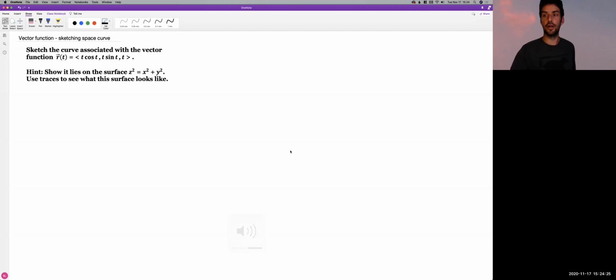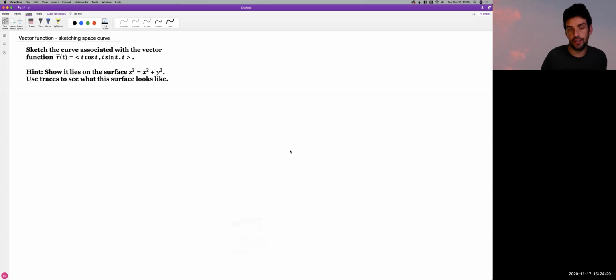Hey everybody, so we're going to do an example here dealing with vector functions and the space curves that we associate with them. So I want to make that idea clear, and then we'll tackle this problem in particular. So this notion about space curves and vector functions we can think of as follows.